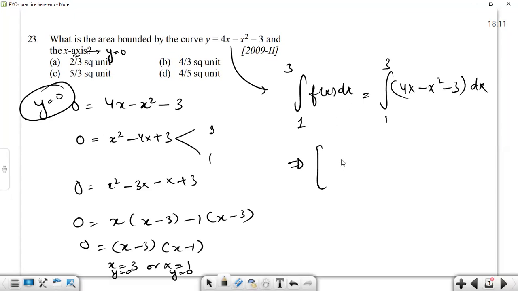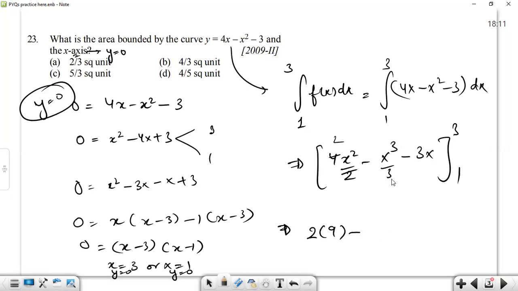4x integration will become 4x square by 2. x square integration is x cube by 3. 3 dx becomes x, upper limit 3, lower limit 1. Now this becomes 2x square, 2 into 9, minus x cube by 3, 3 cube by 3, minus 3 into 3, again 9. So this comes out to be 2 into 9, that is 18, minus 9, minus 3 into 3, 9. It comes out to be 0.